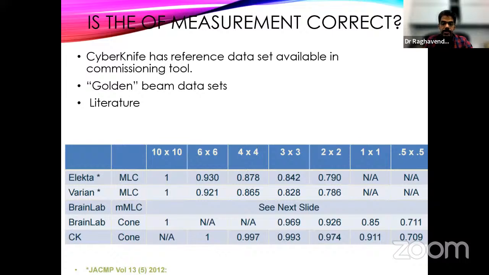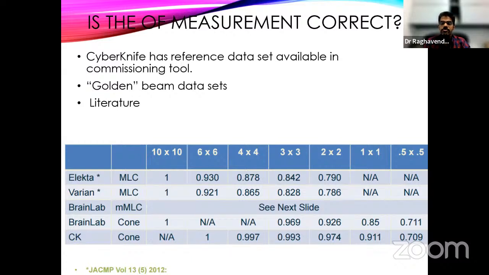There are machines available. You may have a Varian TrueBeam available next to your center. Check with them what their parameters are. You may have an Elekta center sitting in your friend's office. You check with him what his parameters are. Like this, for every machine there are golden data available. There is literature available for all those correction factors and everything. Check with them how far you are. You are very close to that.